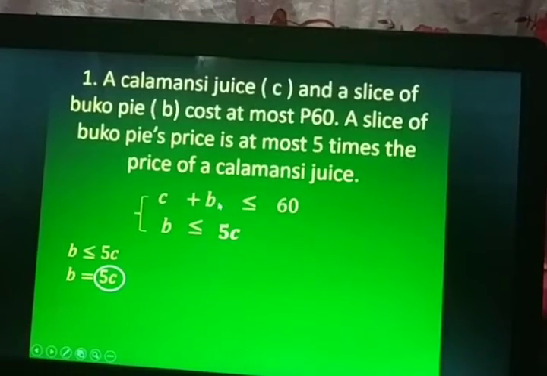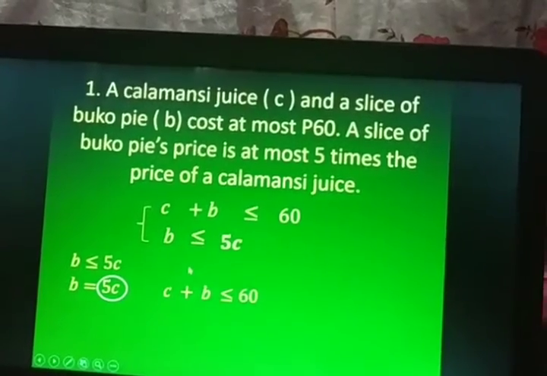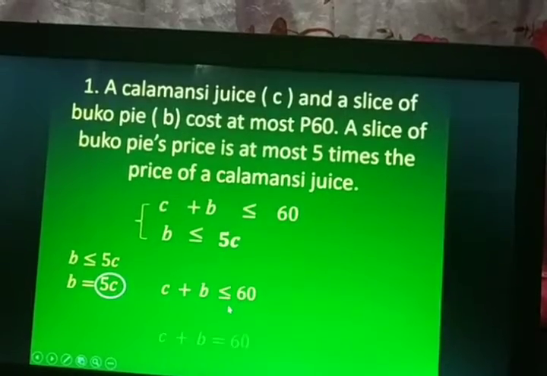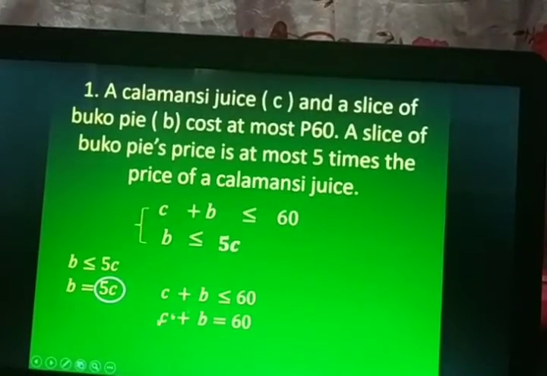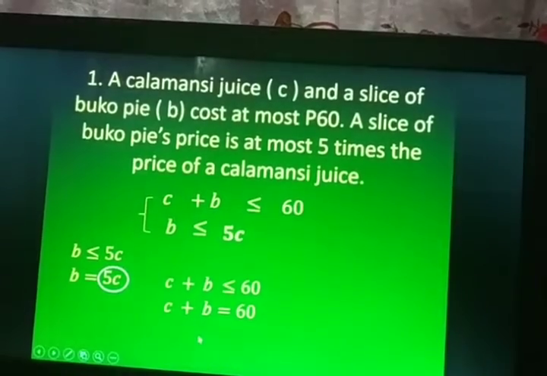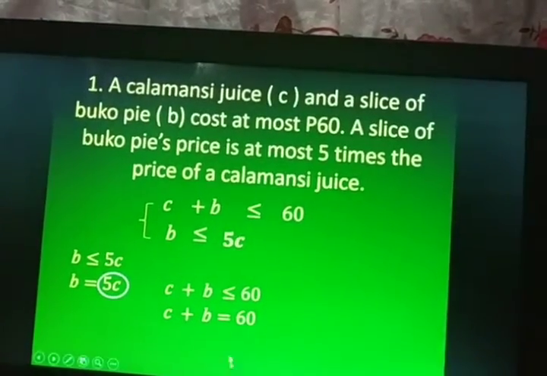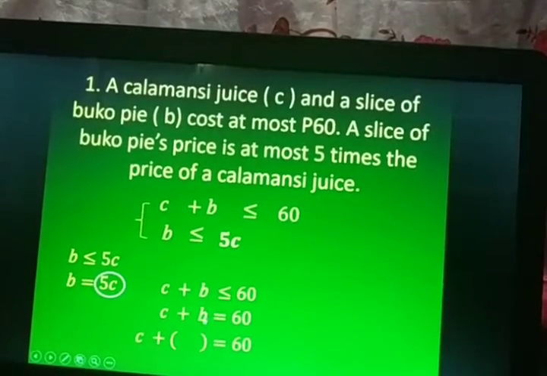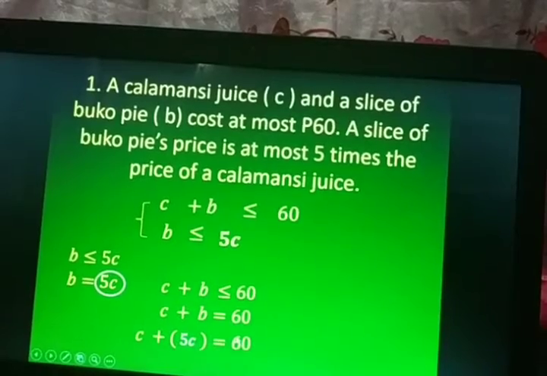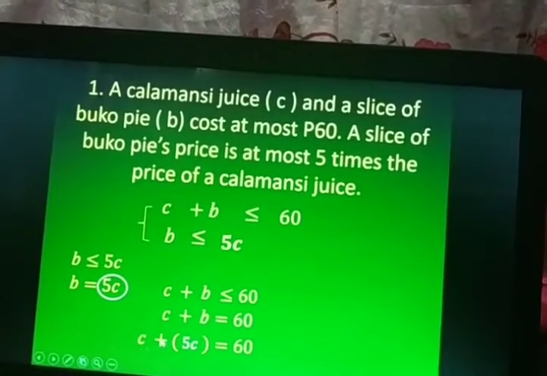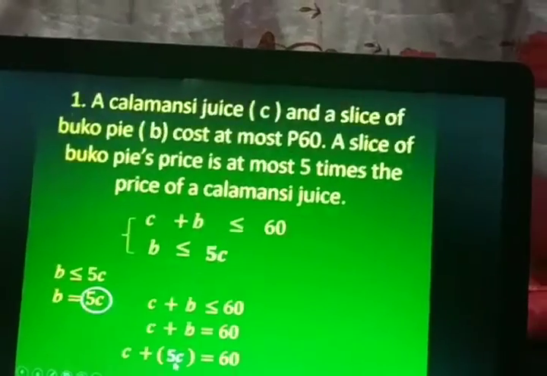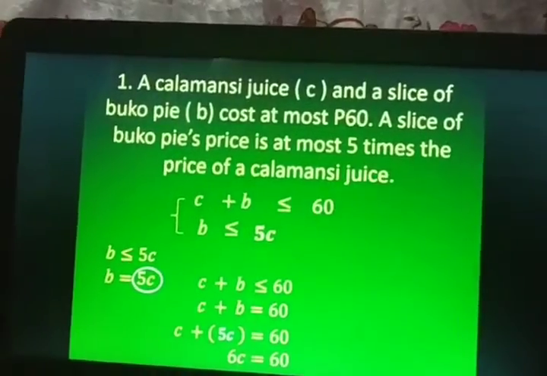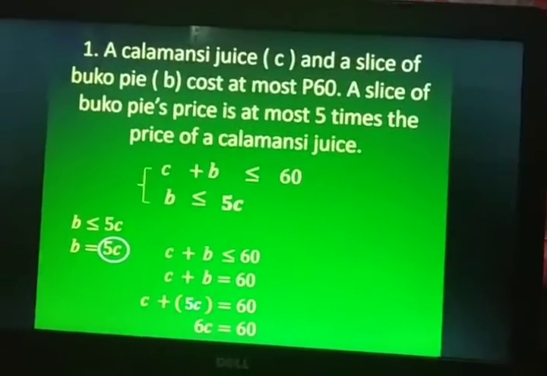We'll use 5C to substitute for B in the first linear inequality. Copy: C plus B is less than or equal to 60. First, change the linear inequality to an equal sign so we can substitute. Remember that. So, C plus, in place of B, substitute 5C. So, C plus 5C. One C plus 5C is 6C. 6C equals 60.